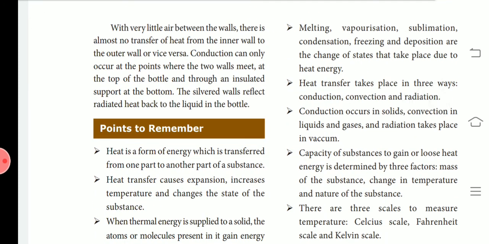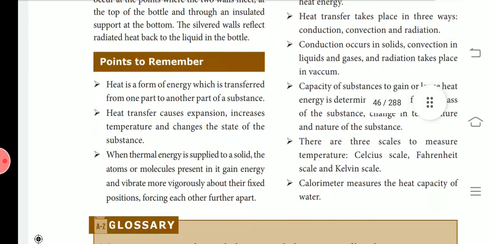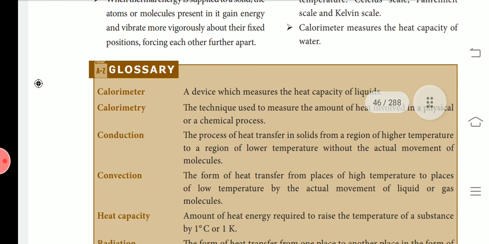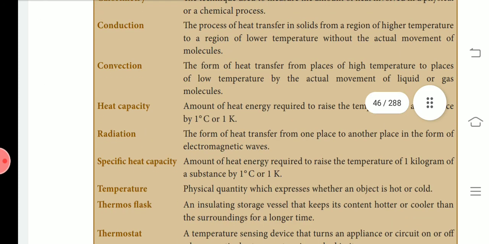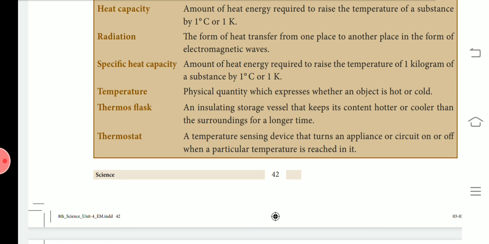With very little air between the walls, there won't be any transfer. There is no chance of heat transfer from inside to outside or from outside to inside, and that is what the thermos flask does. And we come to the end of this session. With the help of this lesson you would have learnt what is meant by conduction, convection and radiation. You would have seen what a calorimeter is and what heat capacity is. You would also have learned about thermos flask and thermostat. The book back questions will be given as a link.